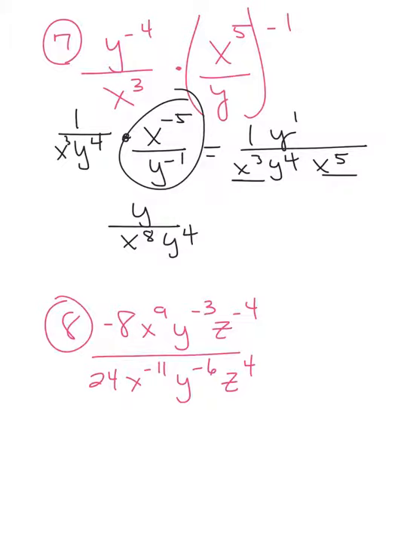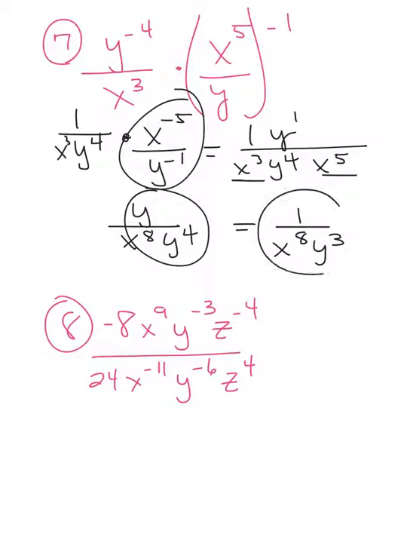Now again, from here I have my y's here. So I have 1 over x to the eighth, y to the third. Right here, my y's, I have y to the first over y to the fourth. I subtract them, I'm left with y to the third as my denominator.